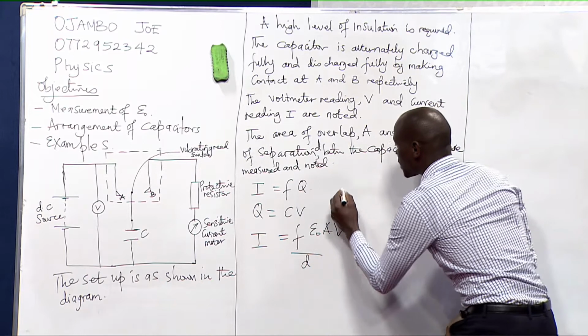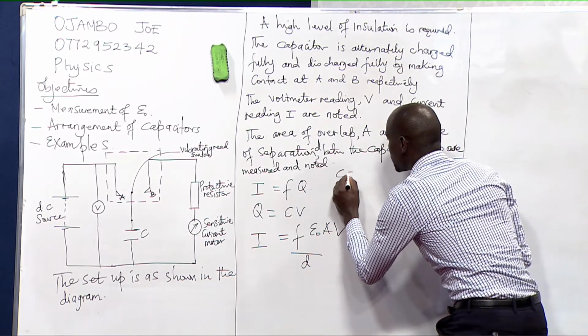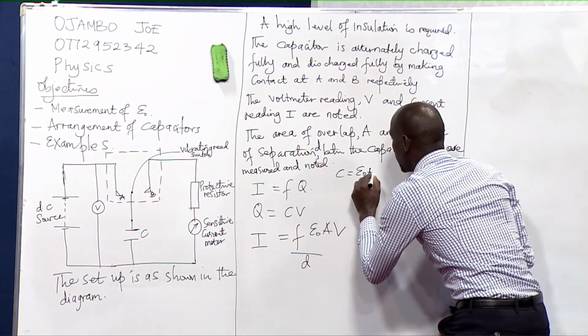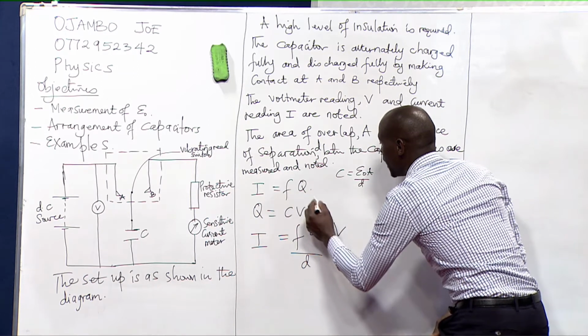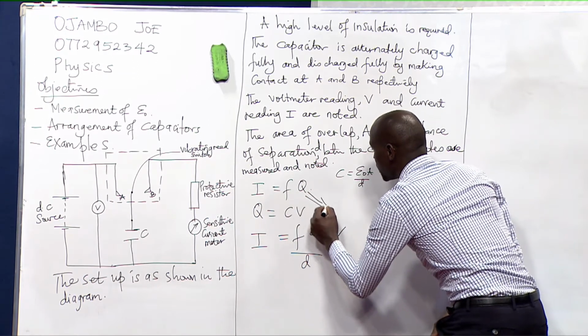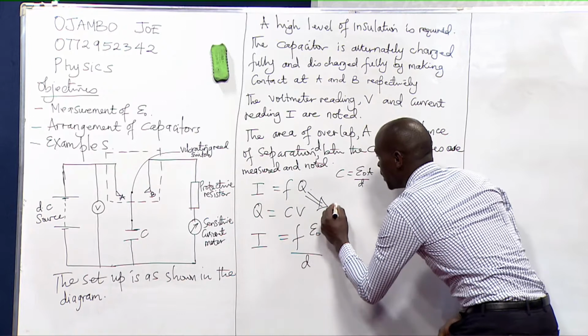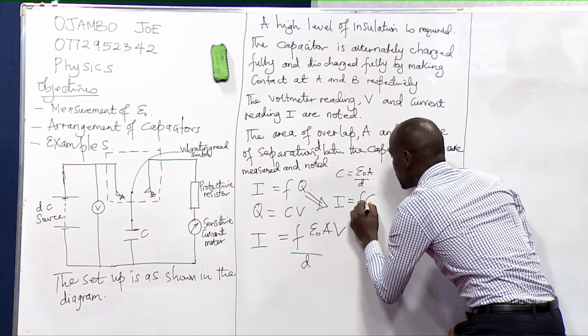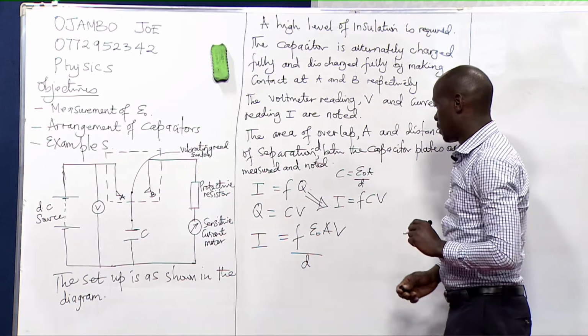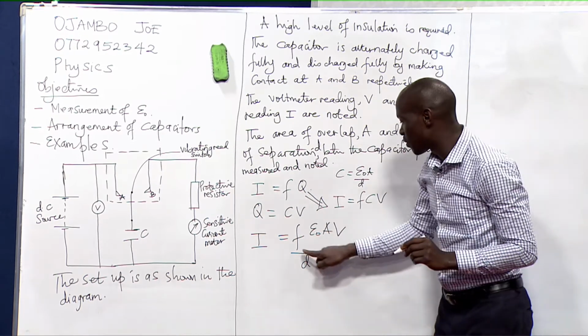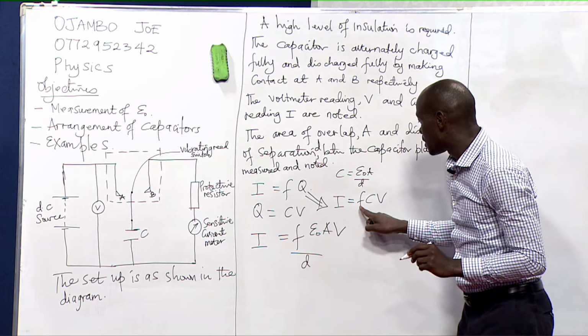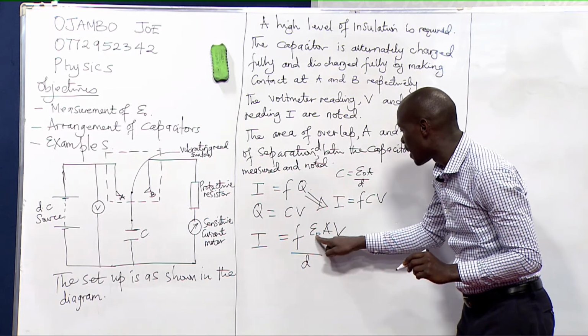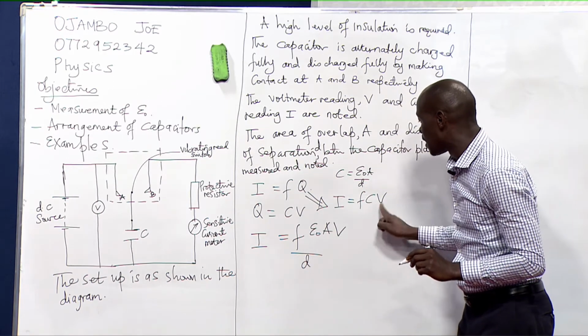From what we have discussed, we said C is equal to epsilon naught A over d. But from here, having seen that Q is CV, we shall then have I equal to fCV. Okay, so that is where I get this from. The frequency is there. C is epsilon naught A over d, and V is the PD.